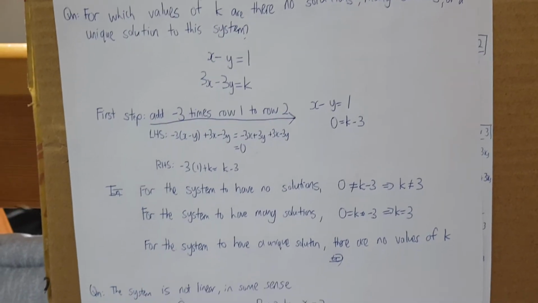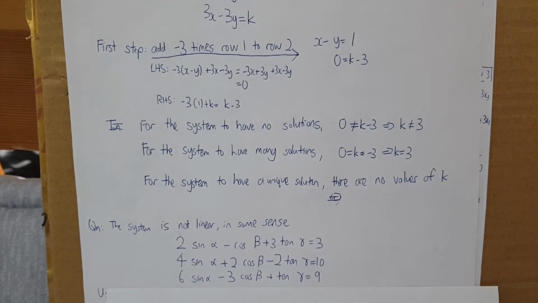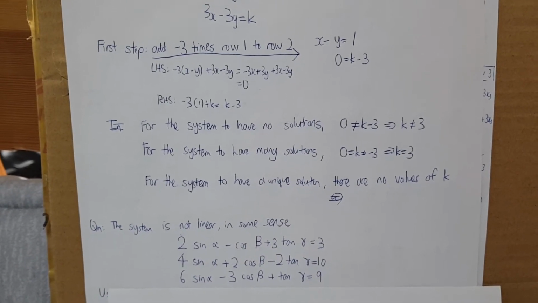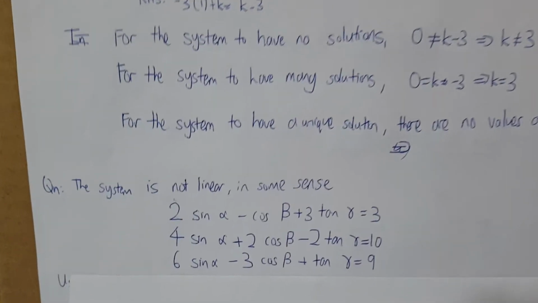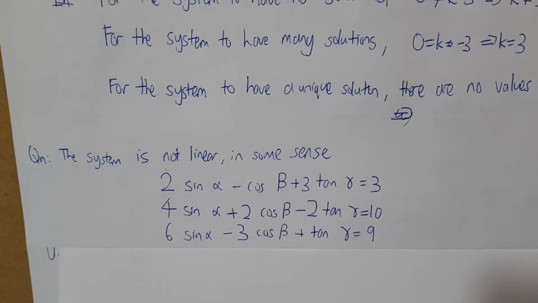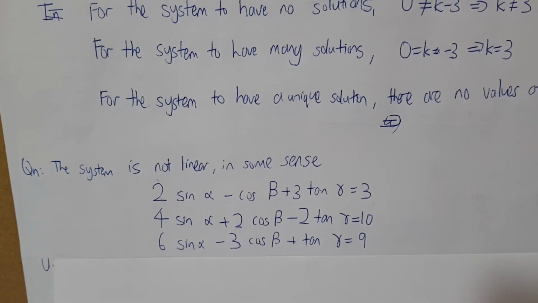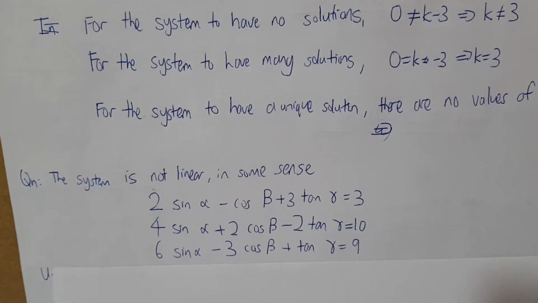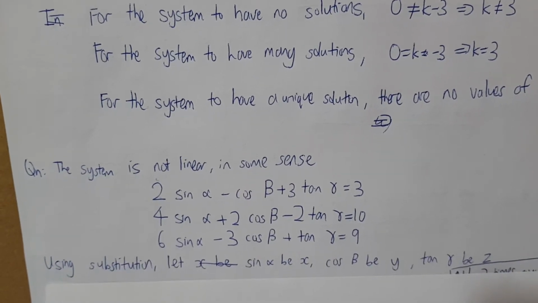So now let's go to the second part. We have a second question here. This question is not direct. For this question, the system is not linear in some sense. We have 2 sine theta minus cosine beta plus 3 tangent theta, and so on for the second and third rows. So what do we do? We assume that this will be linear, so we substitute.